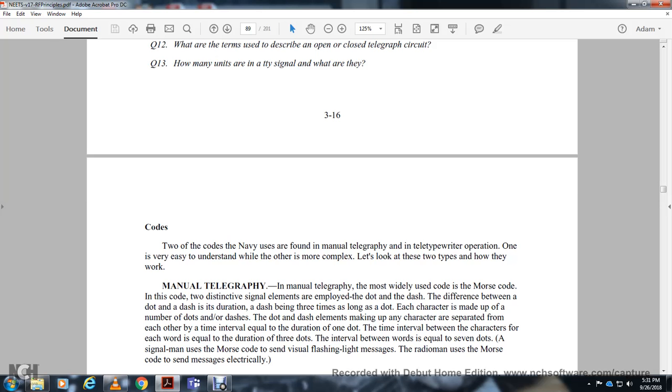The dots and dashes making up a character are separated from each other by a time interval equal to the duration of one dot. The time interval between the characters of each word is equal to the duration of three dots. The interval between words is equal to seven dots.